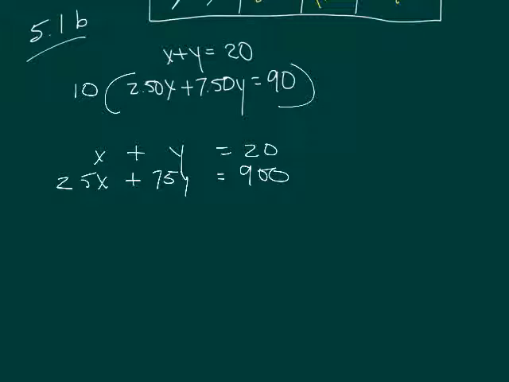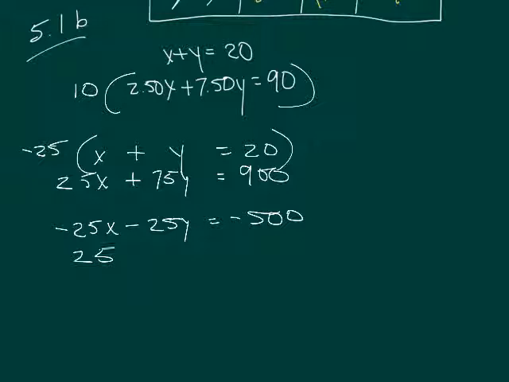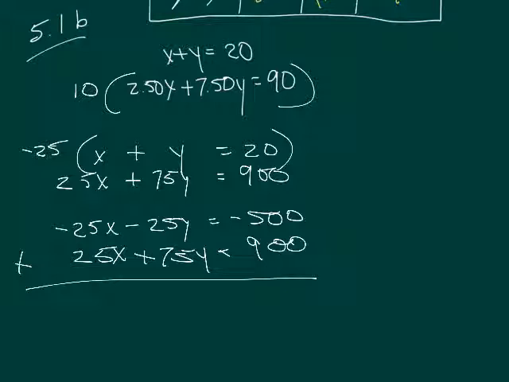Now I can use elimination. I can multiply this whole thing by negative 25 so that it's the same as that one there, but opposite in sign. So that gives me negative 25x minus 25y equals negative 500. And then I've got 25x plus 75y equals 900. And I can add those, the x terms go away. I end up with 50y equals 400. And my y then is equal to 8.